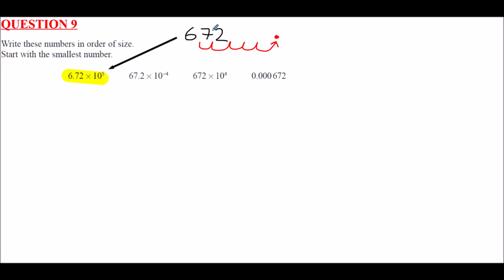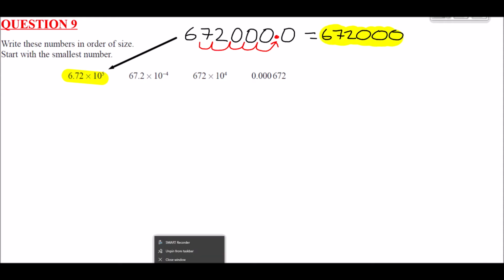So it jumps over the 7, jumps over the 2, jumps over nothing, over nothing, over nothing, and nothing mathematically is a 0. So that one here is simply 672,000 point nothing, which is just 672,000. So it's pretty safe to say that number's not going to be our smallest. Let's have a look and think about the next one.